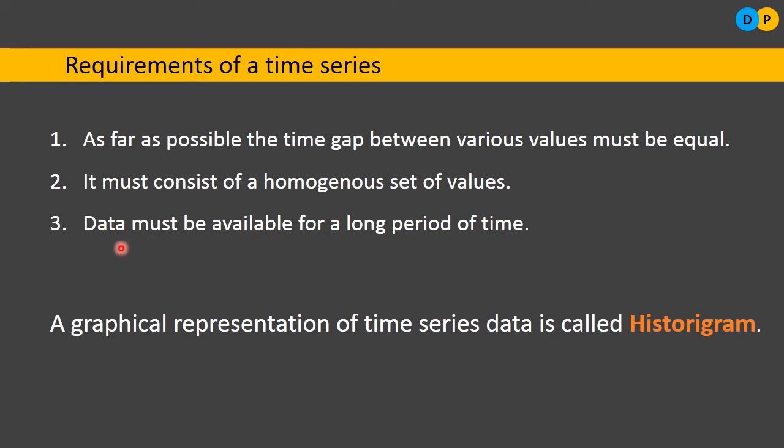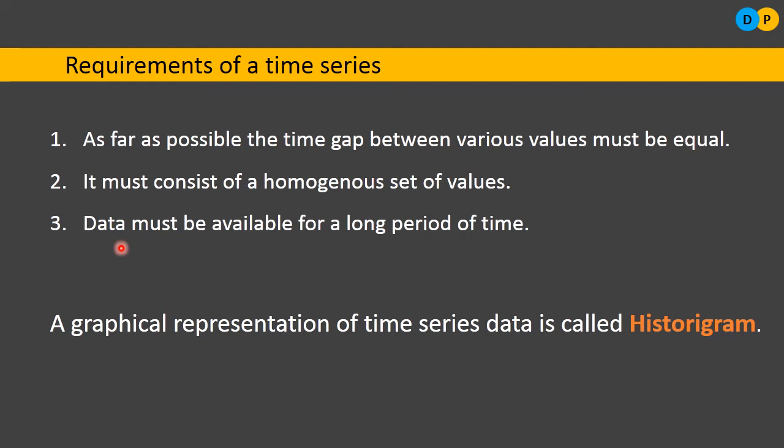The next one is data must be available for a longer period of time. If you are collecting data, it must be collected for a very long period of time. Why? Or else you will not get an accurate prediction. If you are collecting data only for a few years, let us say I collect data on changes in the price of rice, and I collect only the previous month's price, then I cannot say what is going to happen next month.